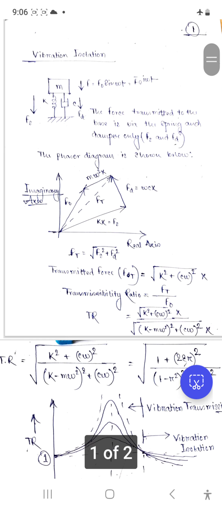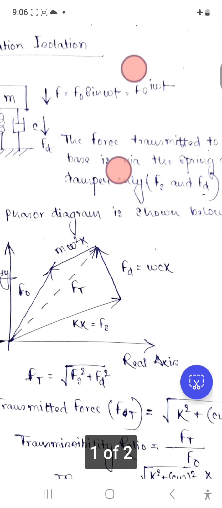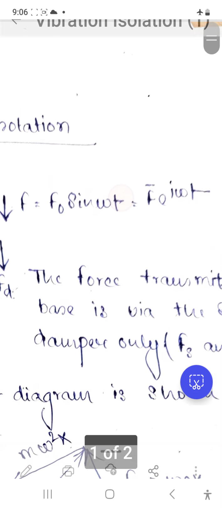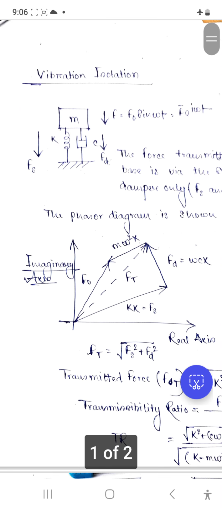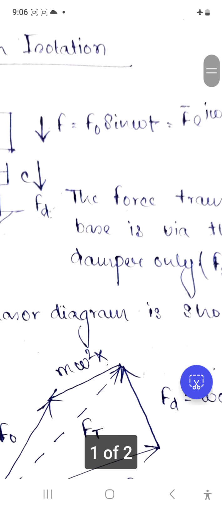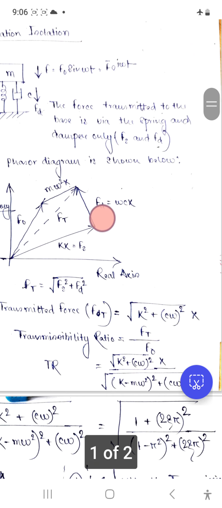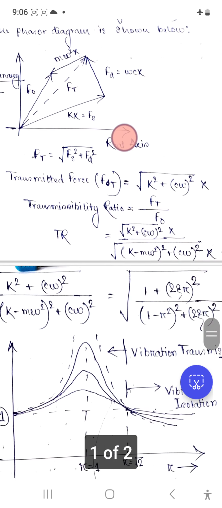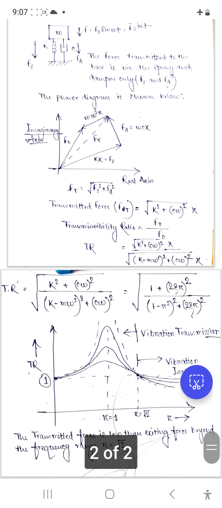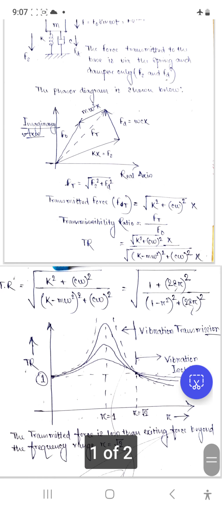Means it is R equal to nothing but omega by omega n. What is this omega? Omega is the forcing function frequency and omega n is root under k by m. This is the natural frequency and this is the forcing function frequency. So if the forcing function frequency keeps increasing, in that case also this r value will increase and that will denote that it is gradually getting isolated. So that's why this zone I have shown as vibration isolation and this is the vibration transmission.